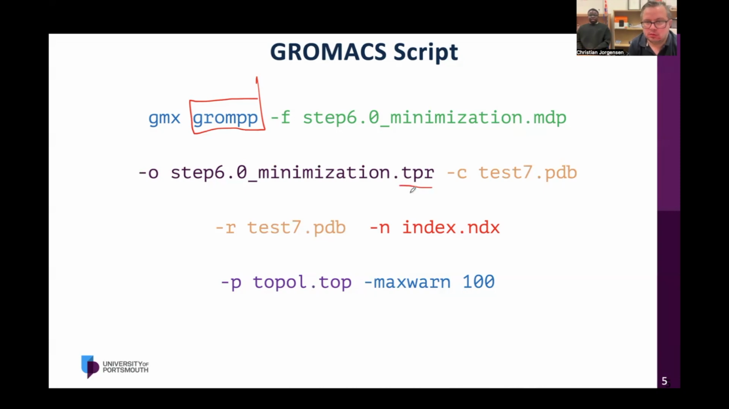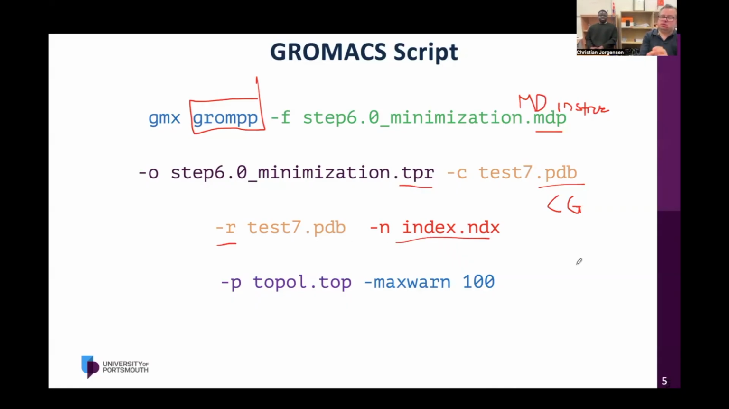You can see we have -o, which is for output, -f, which is for the file, and -c, which is for the coordinates. The file highlighted contains the MDP, so this contains all the MD instructions, the dynamics parameters. The -c coordinates would be from CHARMM-GUI, which is your PDB file. And -r is a reference file in case you are doing restraints or other things. What's the index file?